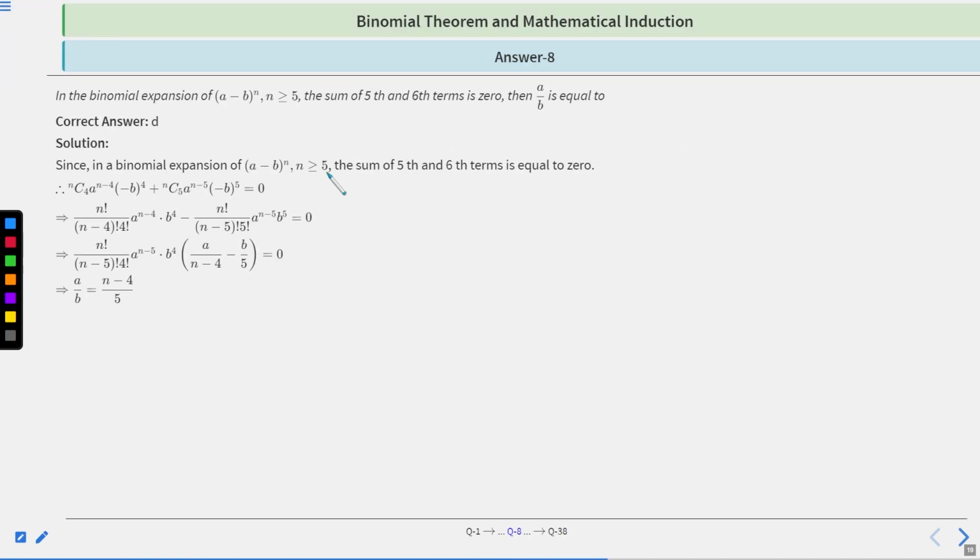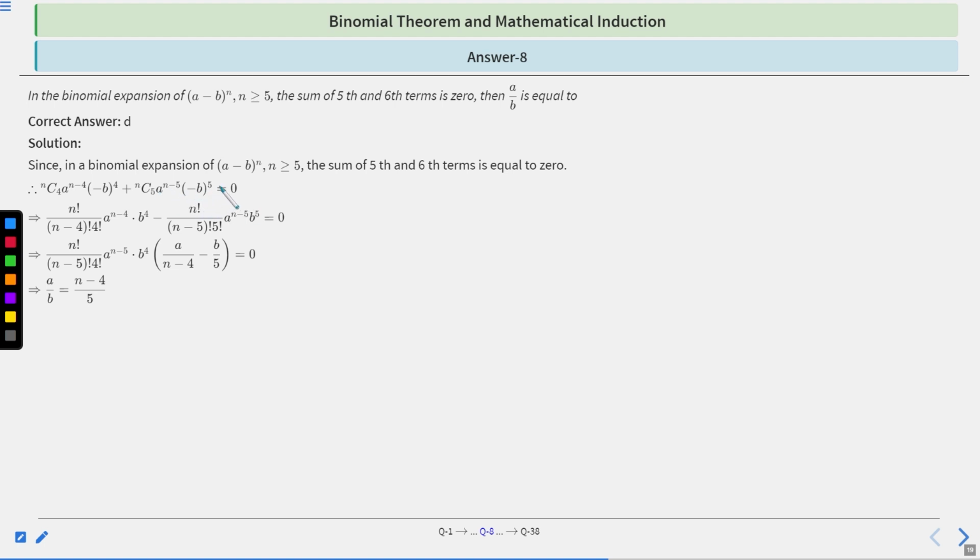Okay, let's move to the solution part. Since in a binomial expansion of (a − b)^n, when n ≥ 5, the sum of the fifth and sixth term is equal to 0, right? So let's calculate the sum of the fifth and sixth term.